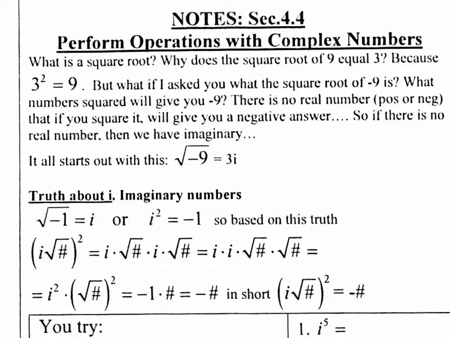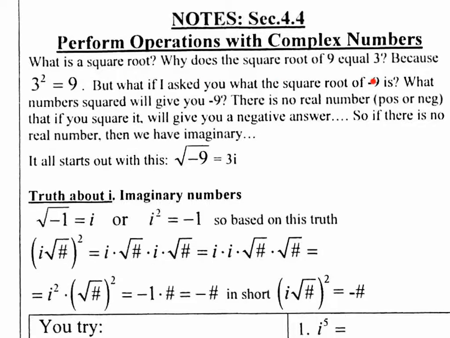Okay. So what is the square root? Why does the square root of 9 equal 3? Because 3 squared is 9, right? We know that a square root is the opposite of a square, and a square is the opposite of a square root. Okay. So what if I asked you what's the square root of negative 9?